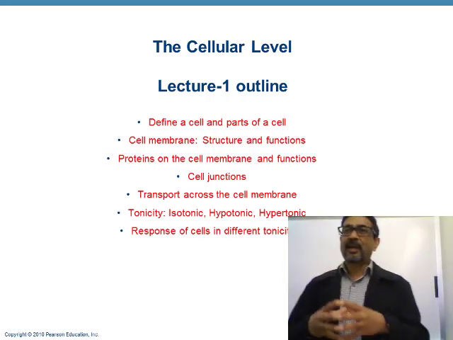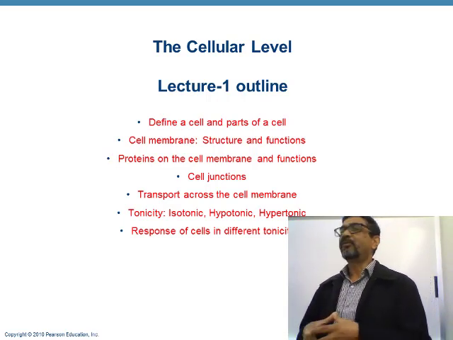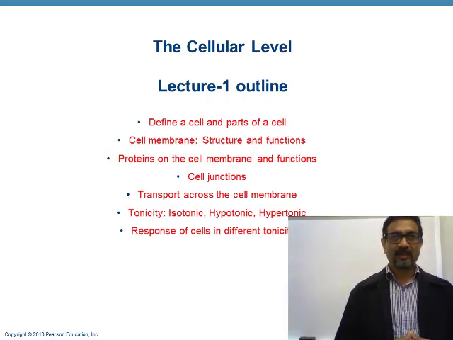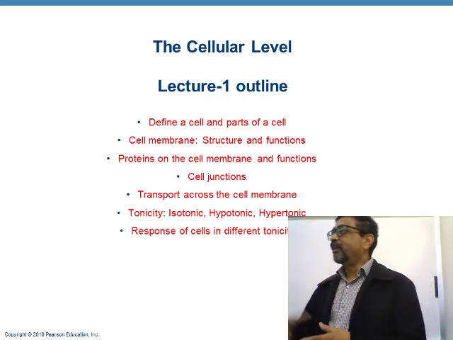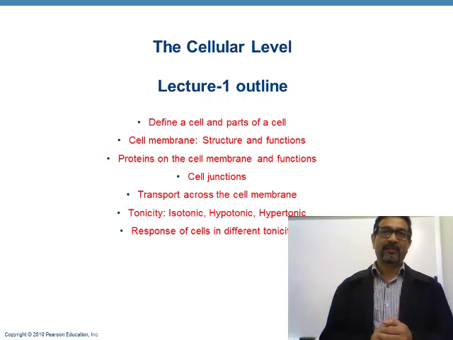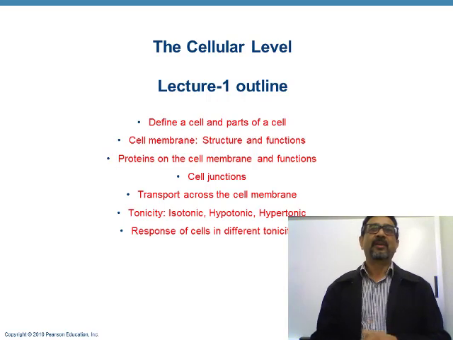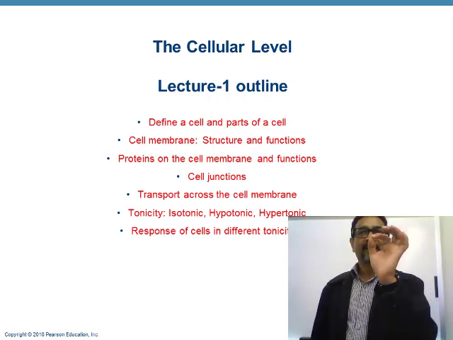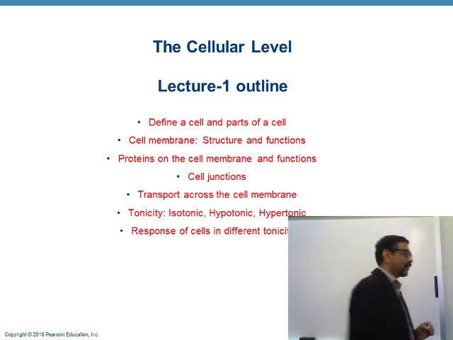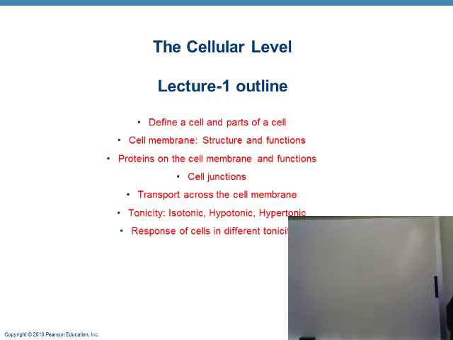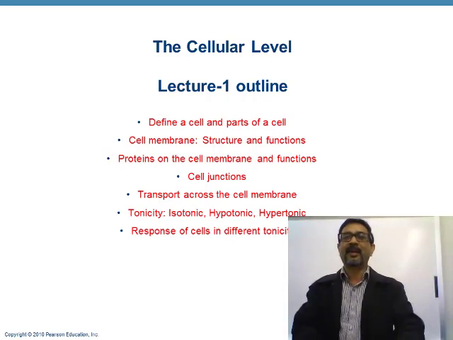So, why is the cell called the structural and functional unit of the living body? A cell can individually survive. That's the smallest component of the body that can individually survive. That's why it is called the structural and functional unit. Now, let me give you an example.